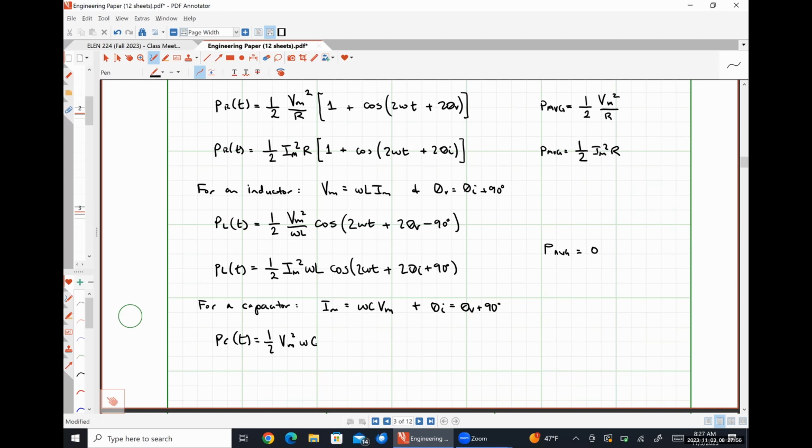Okay. So moving on to our AC term, we're going to have cosine of twice omega t, and then we'll have plus twice theta v plus 90 degrees. In terms of our current, this becomes 1/2 Im squared divided by omega c times the cosine of twice omega t plus twice theta I minus 90 degrees. And once again, our average power, that looks atrocious, is equal to 0. So we now have relationships for the instantaneous power absorbed by a pure resistance, a pure capacitance, and a pure inductance in terms of both only the voltage and only the current.